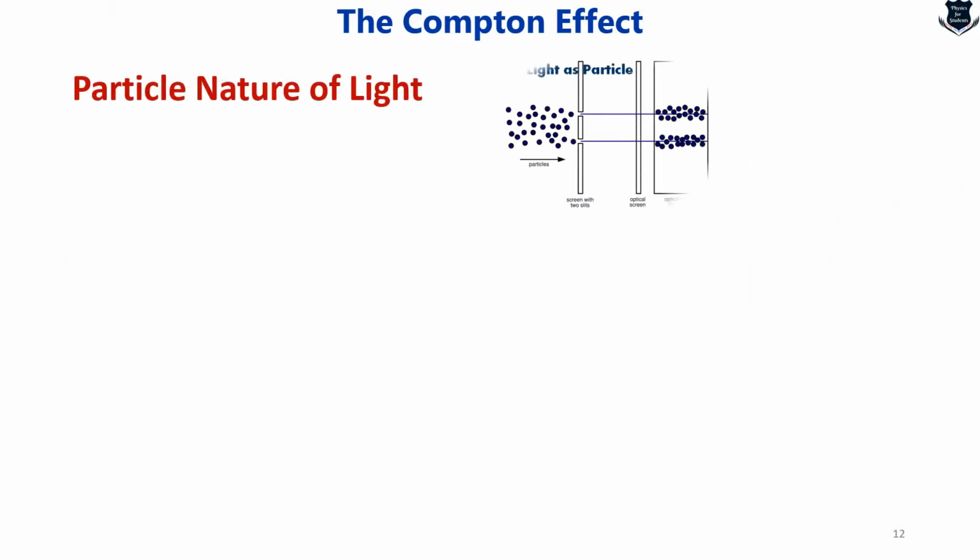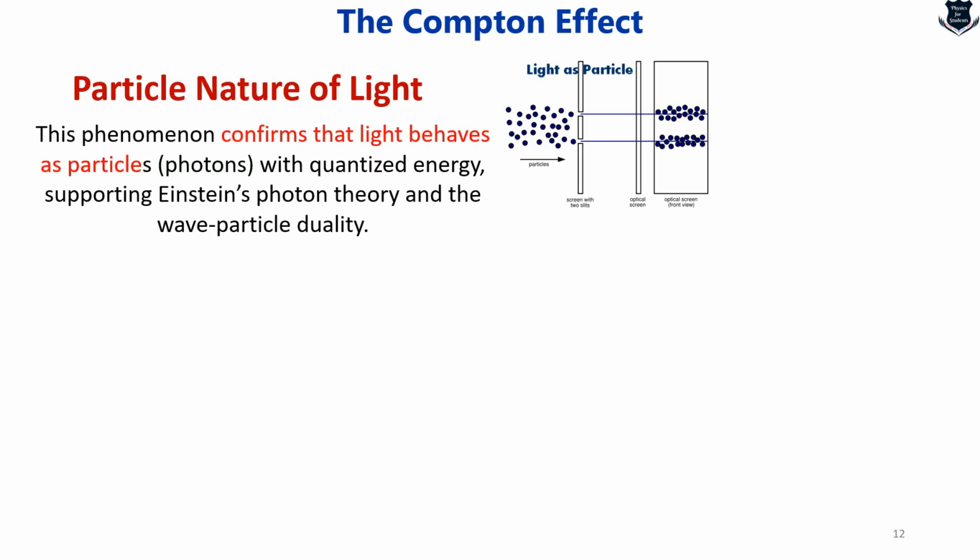Fourthly, what it proves is the particle nature of light. So now you see we are coming out of the wave theory of light, from wave to particle. This phenomenon confirms very well that light behaves as particles, both ways. Light behaves like particles and particles behave like waves, and that is why quantum mechanics is said to be weird. With quantized energy, not continuous as in classical physics, but discrete energy packets, it supports Einstein's photon theory, which is called wave-particle duality.